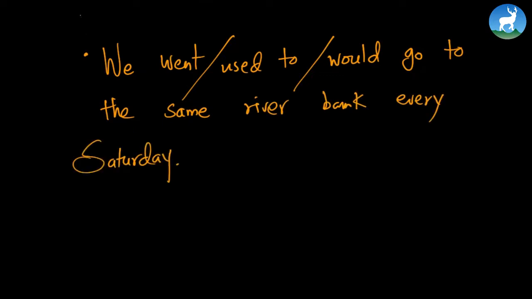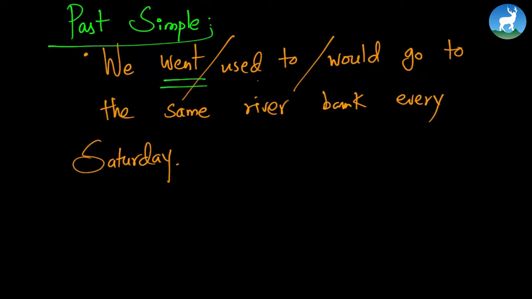So this is about using past simple now, the third one of our topic. We went is past simple. We've already studied used to and would. We can say it in either way. We can say we went to the same riverbank every Saturday, we used to go to the same riverbank every Saturday, or we would go to the same riverbank every Saturday. All of these sentences are correct. We can use the past simple in the same way as used to and would to talk about repeated past actions.